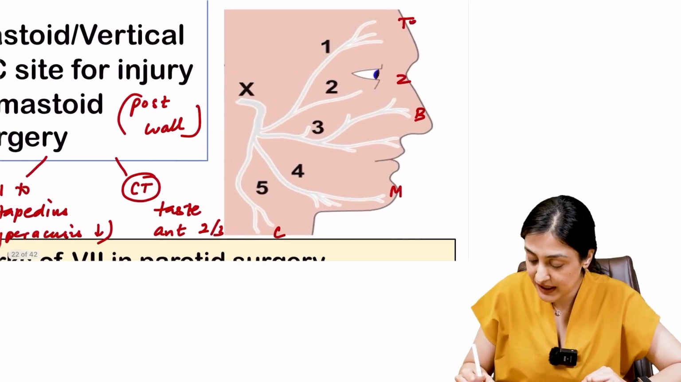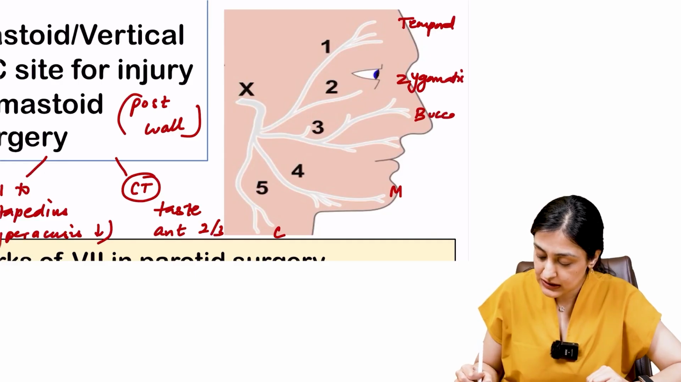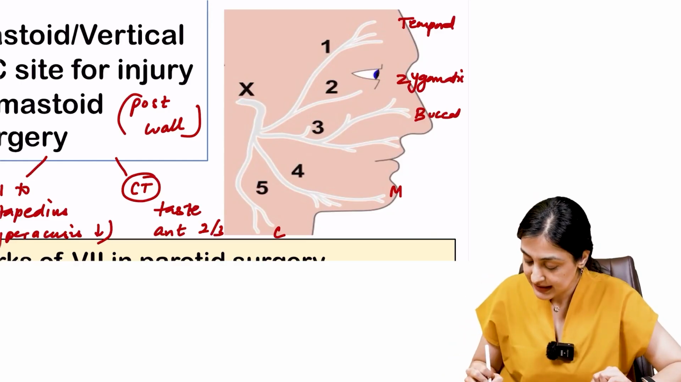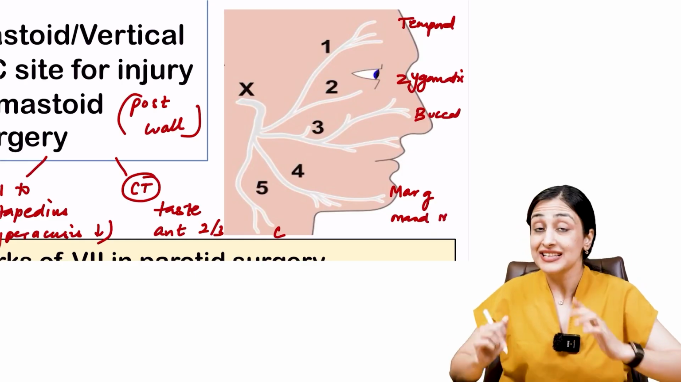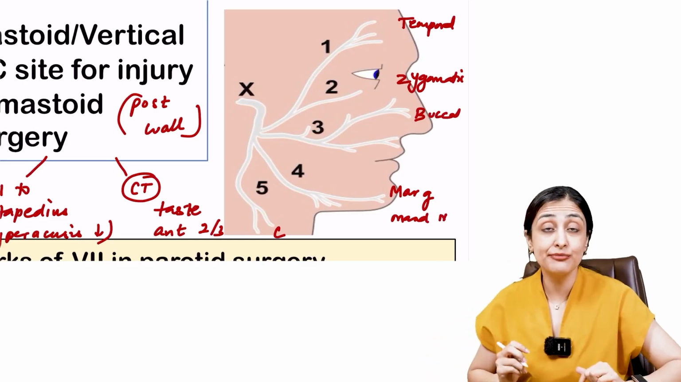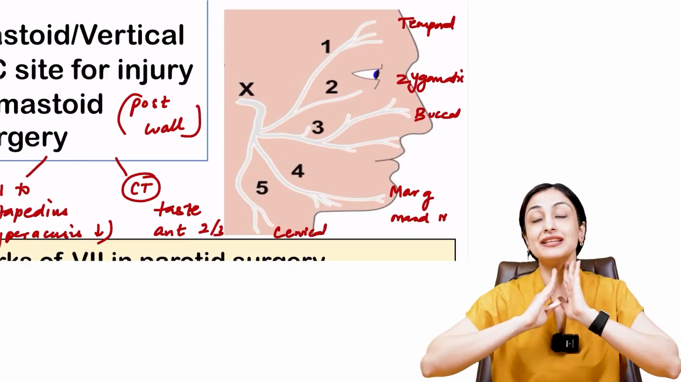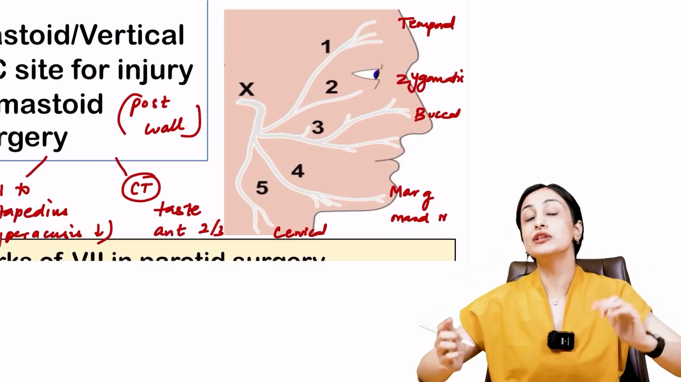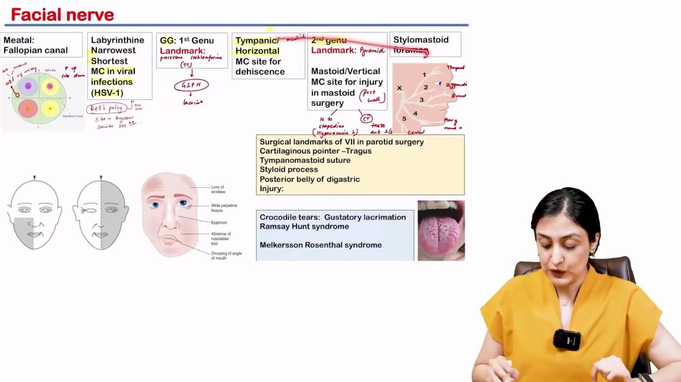So the upper branch is the temporal branch. Then we have the zygomatic branch, the buccal branch around the maxillary sinus. Then we have the marginal mandibular branch. If injured, this can cause deviation of the angle of the mouth. This has been asked. And lastly, we have the cervical branch supplying the neck. So this is what are all the muscles supplied by the facial nerve, right? So this is about the parts.